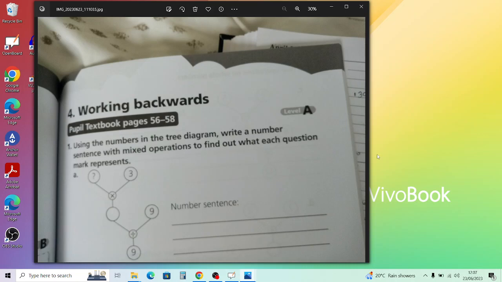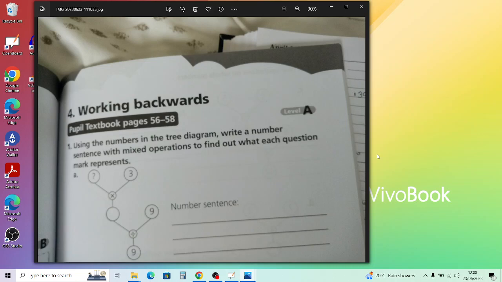So let's do 1F, which is on page 57. If what I've understood is right, the way to do this will be 2 times what number gives you 30, that'll be 15. Then 3 plus what number gives you 15, that'll be 12. 2 times what number gives you 12, that'll be 6. So the question mark will be 6, by my understanding.